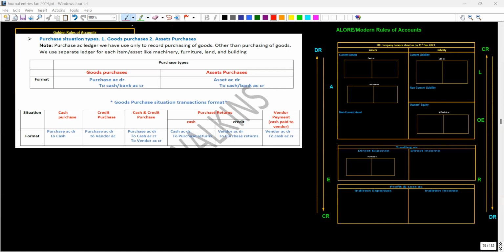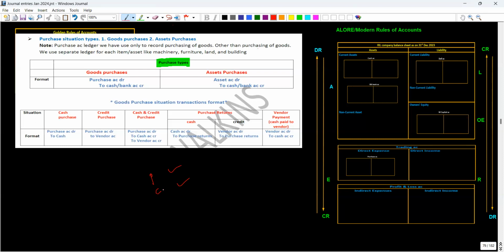See, when someone asks you questions related to purchases, first you should not get confused. When someone asks a question on purchases, everyone gives an answer like this: purchase account debit to cash account. It is not the correct answer for every question. Journal entry for purchase related transactions: not every time will the answer be purchase account debit to cash account.